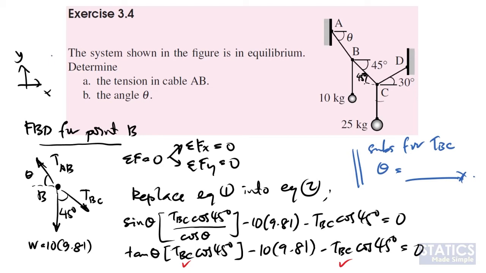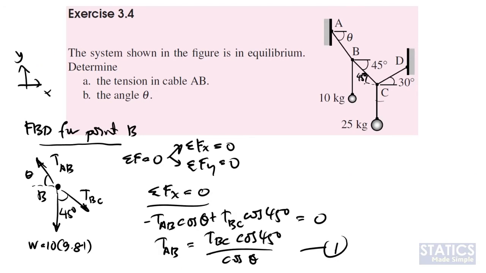Sir, can you move to slide 37? We want to find for Fx, right? I am a bit confused about TBC cos 45. I purposely did that, because I know this is 45 as well. So cos 45 equals sin 45. It doesn't matter. Okay, thank you, sir.